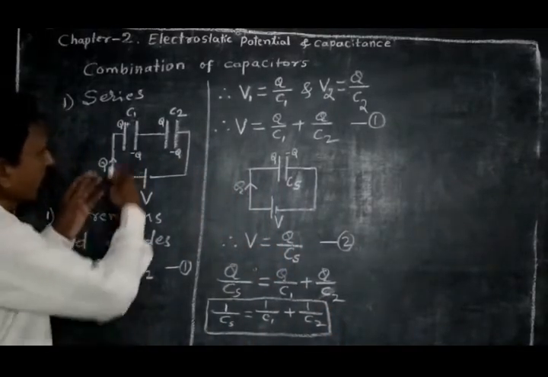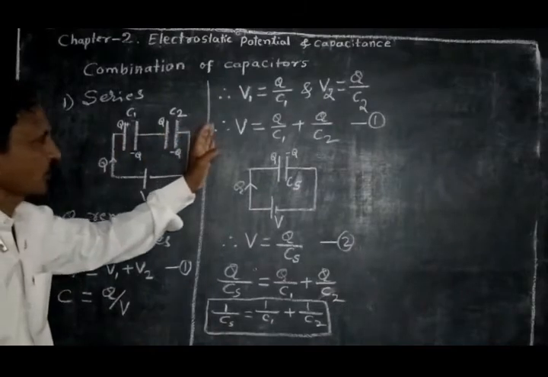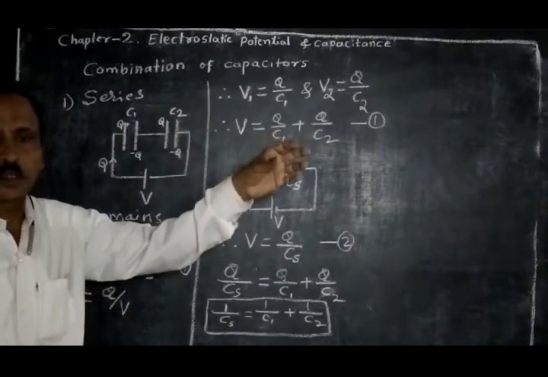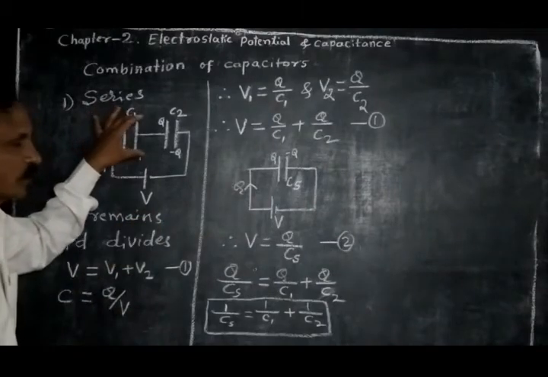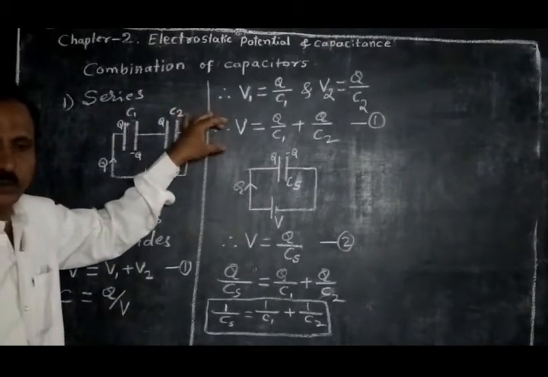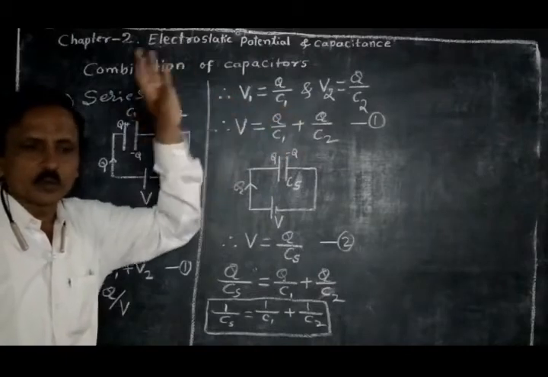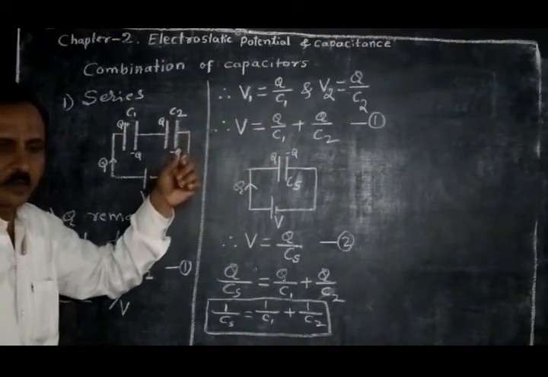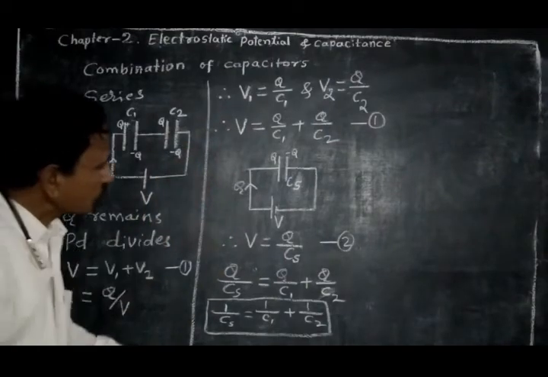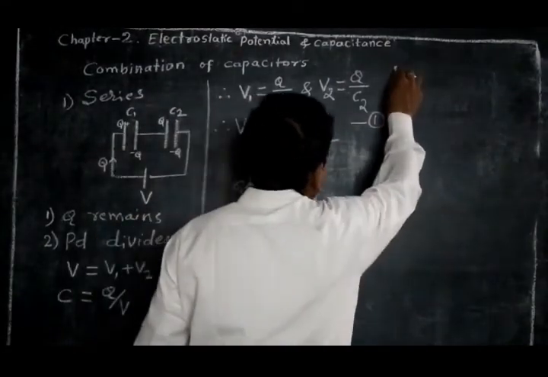And for three capacitors, if three capacitors of capacitances C1, C2, C3 are connected in series, then 1 by Cs equals 1 by C1 plus 1 by C2 plus 1 by C3, and so on up to n, 1 by C4, 1 by C5, so on. Clear?